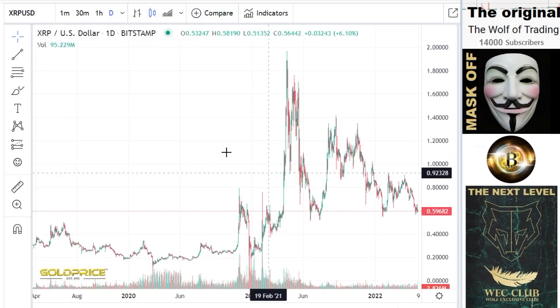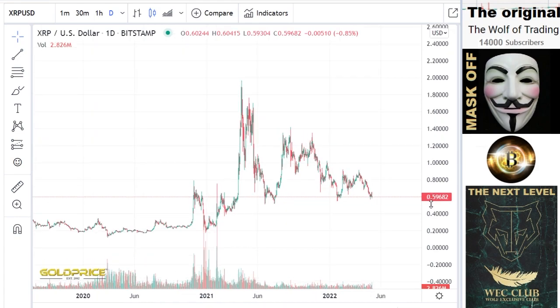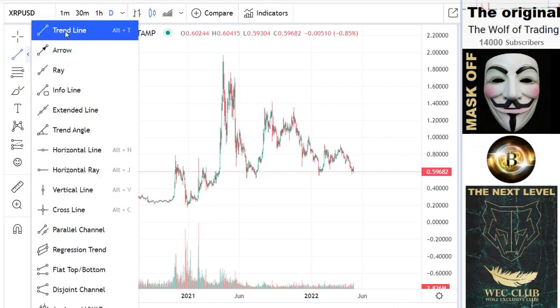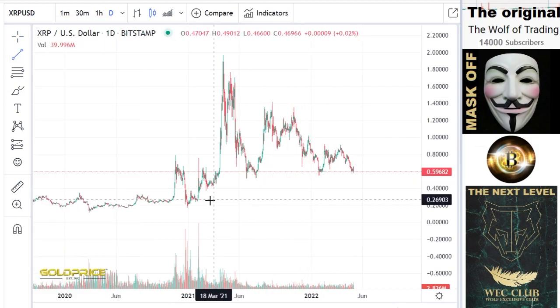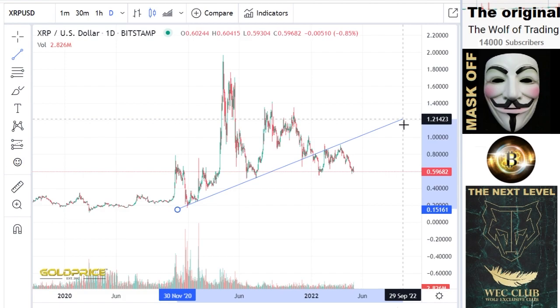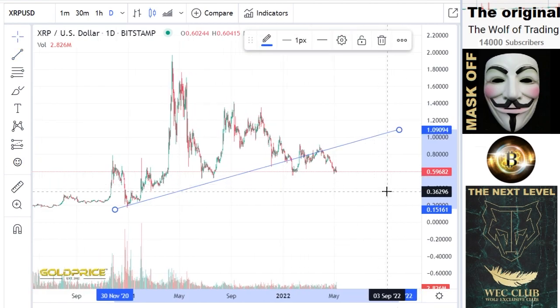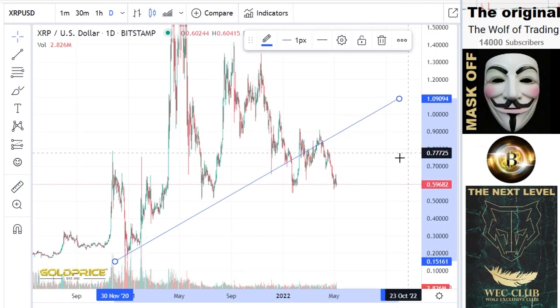We're looking at XRP. You can see, as I described, the price is falling to the downside. And you have to know that we had this uptrend here. We broke this uptrend very clearly. So here is some key information that you need.